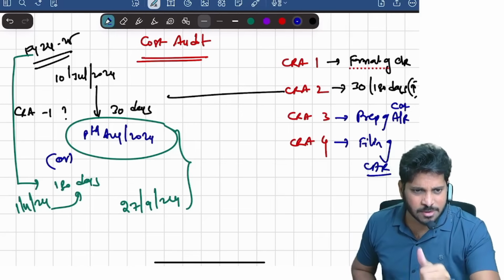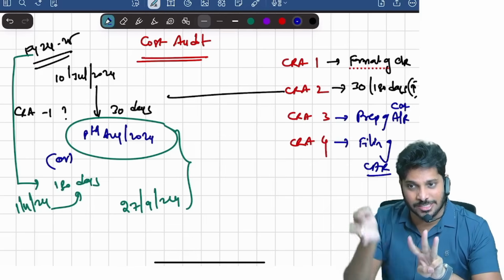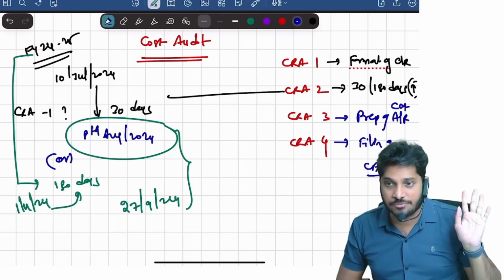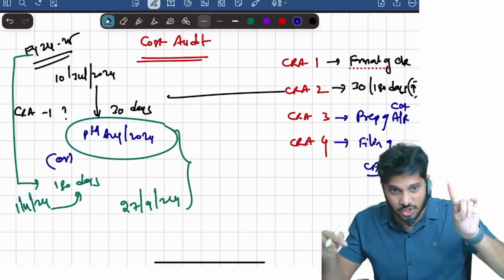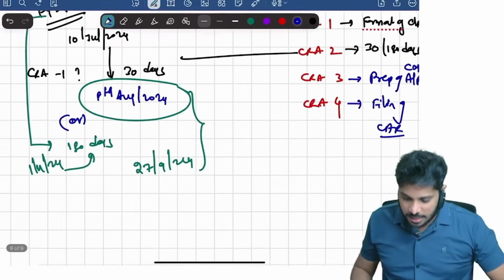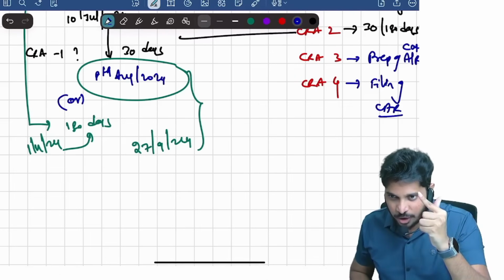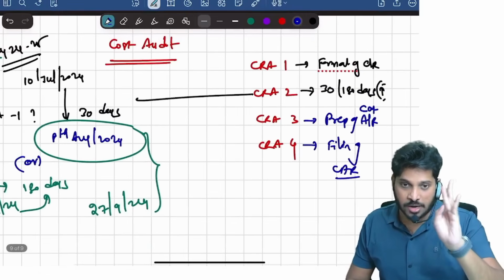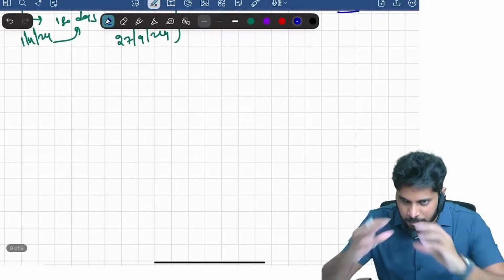CRA4. What is the time limit for filing? 30 days from the date of receiving the cost audit report from the cost auditor. From the date of receiving the CRA3 form by the board of directors, within 30 days, the company has to file with the central government along with various annexures. The company will prepare the cost accounting statement and all the annexures. Are you clear? These are the 4 important forms. CRA4 is filing, CRA3 is preparation of the audit report, CRA2 is intimation to the central government regarding appointment of the cost auditor, and CRA1 is the format of the cost audit report. Clear? That's it. These are the main 4 forms related to cost audit.